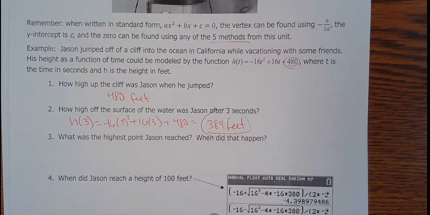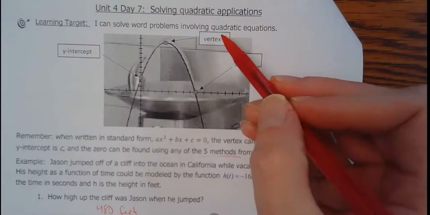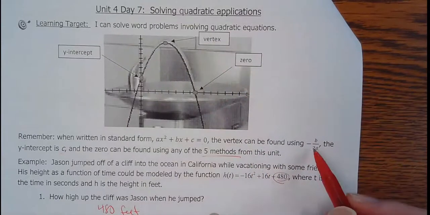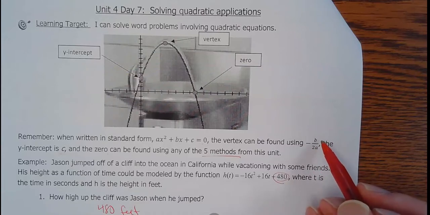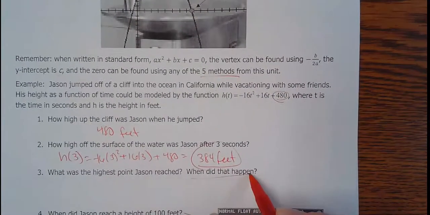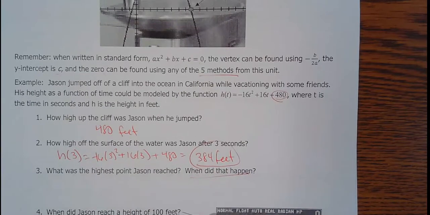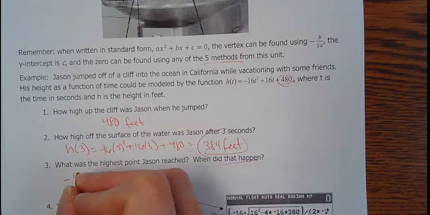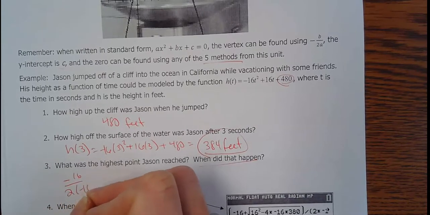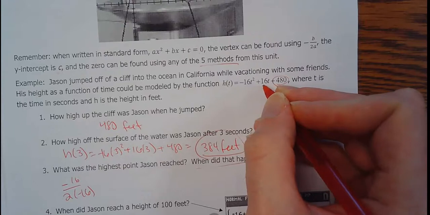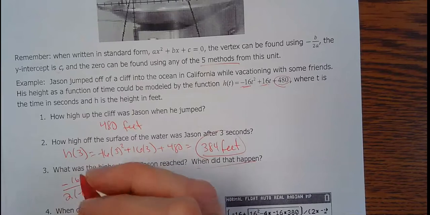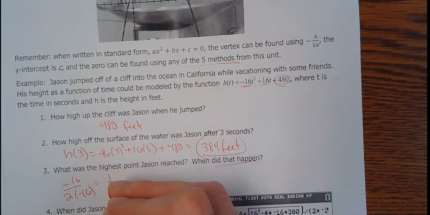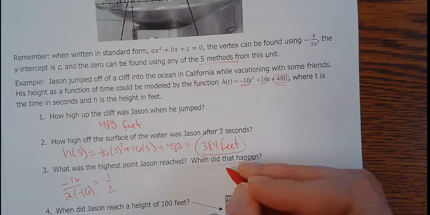What is the highest point he'll reach? The highest point, fancy word for that, is the vertex. How do you find the vertex? Negative b over 2a. It's going to help me find the time, at least, of the vertex. Then it says down here, when did that happen? I'll be finding that first, and then I'll plug it in and find out how high he was. So negative b over 2a, that'd be negative 16 over 2 times negative 16, because it's the opposite of b over 2 times a. It's going to be positive because both are negative, it'll be 1/2. So when did it happen?